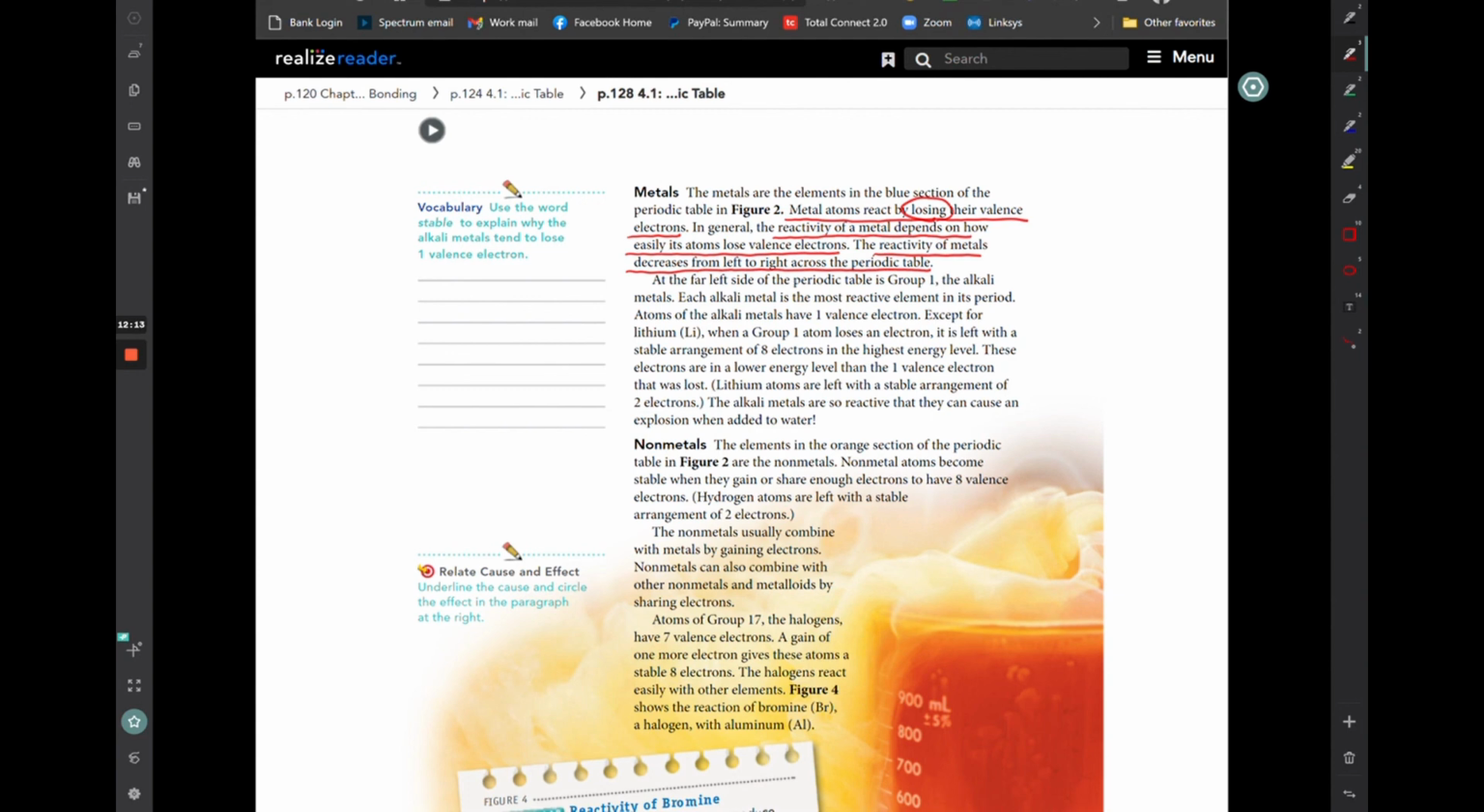And that's because those on the left only have 1 or 2 electrons. They need a lot in order to be full, or in order to be happy or complete. Those on the right-hand side are nearing being full, so they don't react as much because their shells are more full. The alkali metals, group number 1, are going to be the most reactive element in their period. So in each row, the group 1 elements are the ones that are going to be the most reactive.